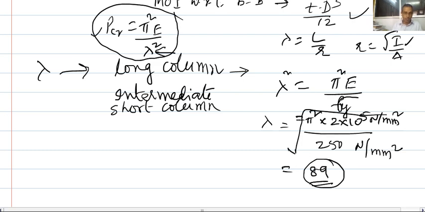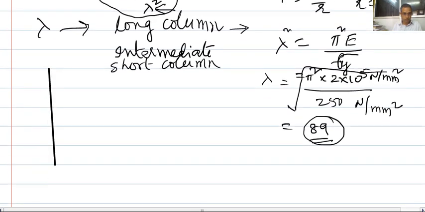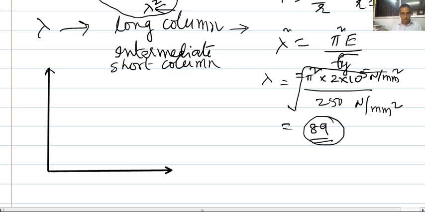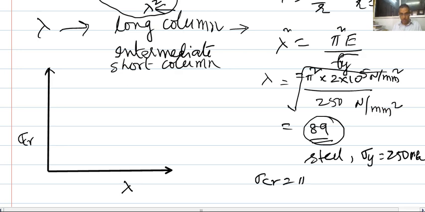Now, if I try to plot a curve between this lambda here and sigma CR here, for steel only, for which your sigma y is 250 MPa, Newton per millimeter square. So, what is this formula? Sigma CR is equal to pi square E by lambda square. Very simple, nothing else is there in this. Try to understand, buckling does not depend upon your material variation. It simply depends upon your slenderness ratio, nothing else.